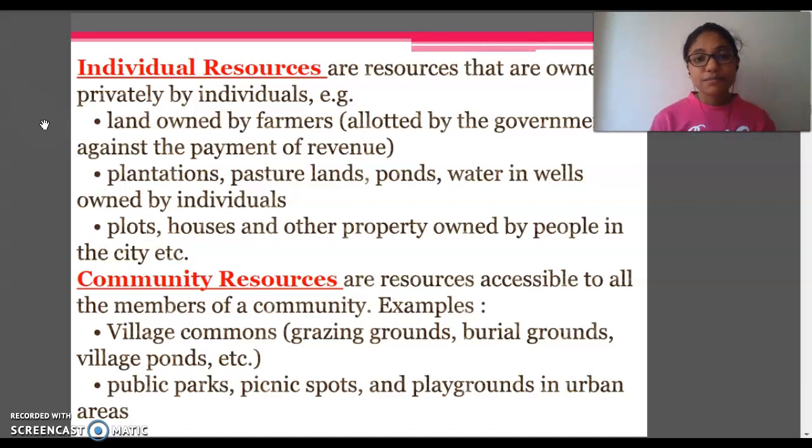The second is community resource. Such resources are not owned by a particular individual, but they belong to a particular community. For example, a garden in a society belongs to the entire society and not just one person. So that garden will come under community resource. It could be public parks, picnic spots, playgrounds, or any such thing.